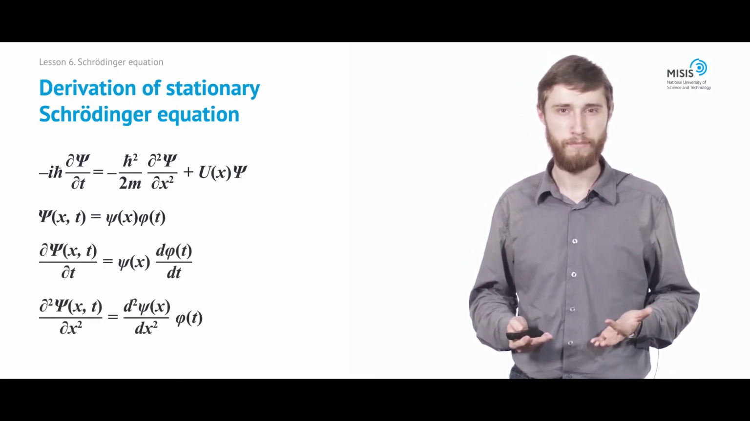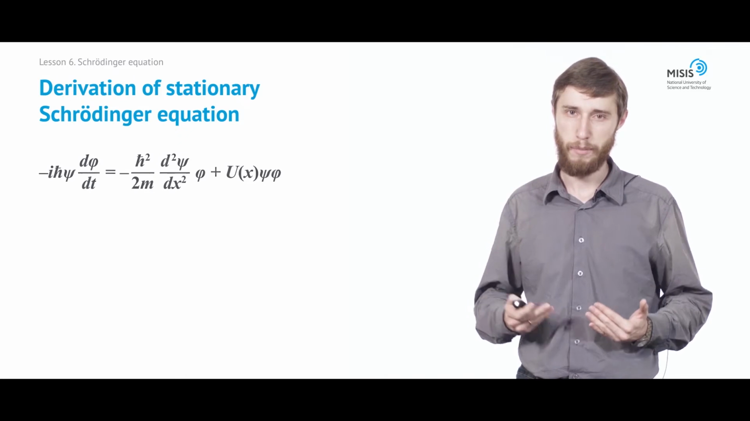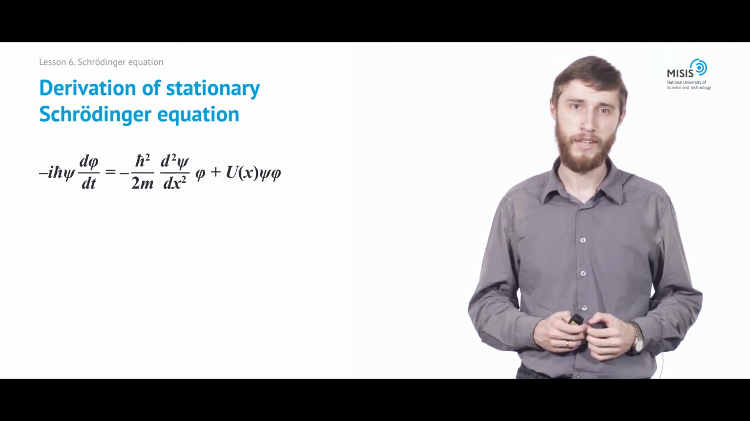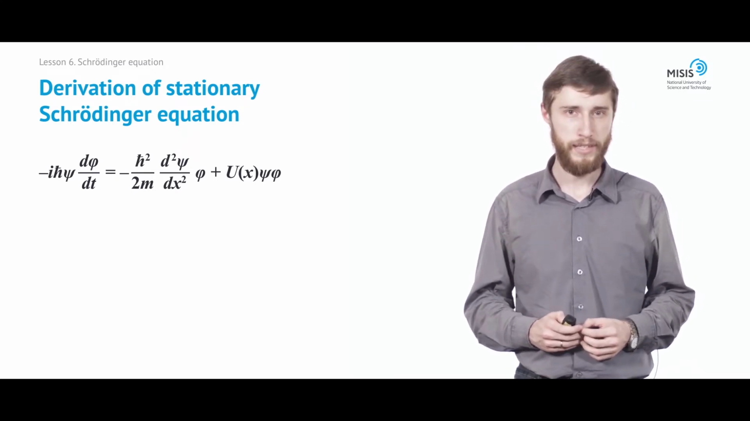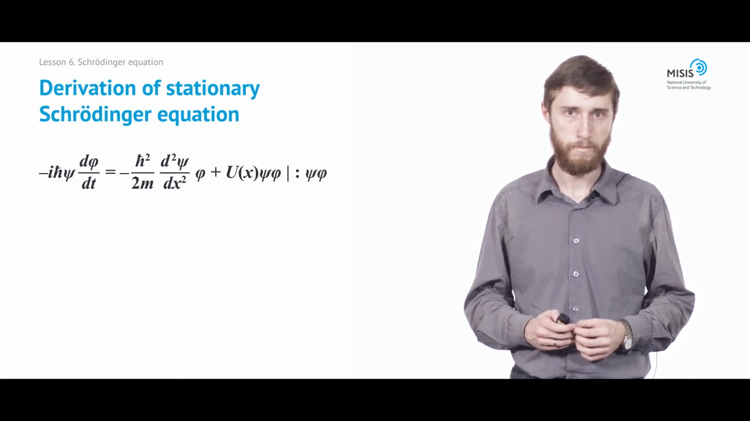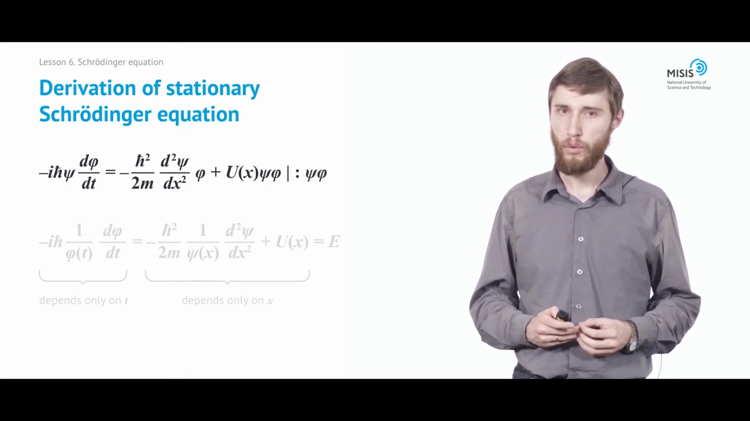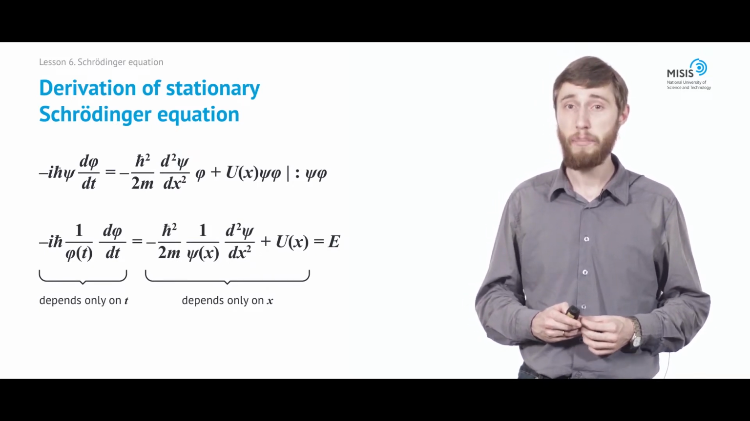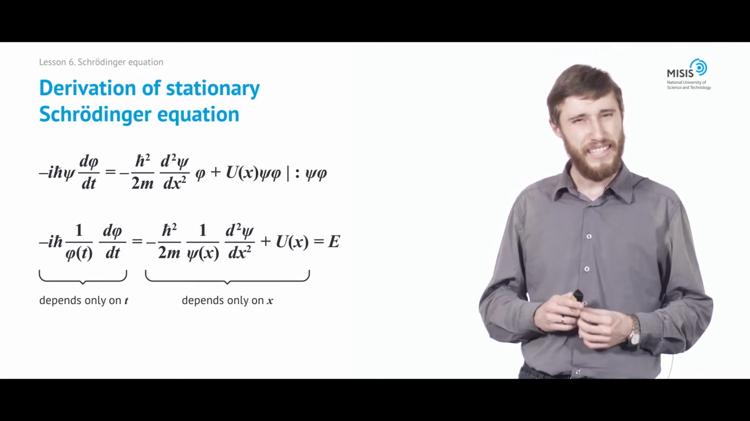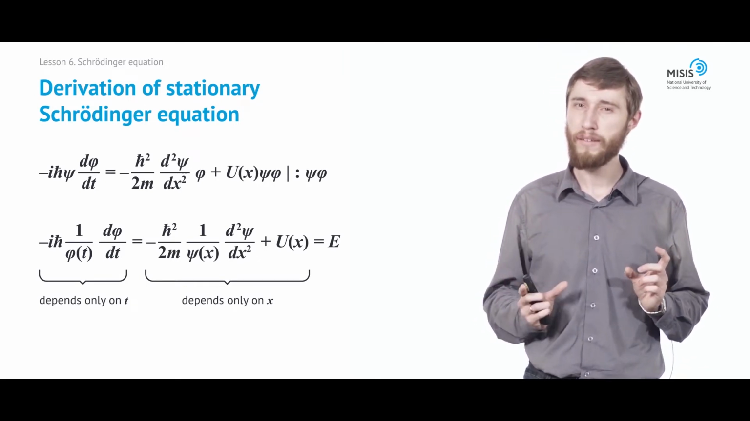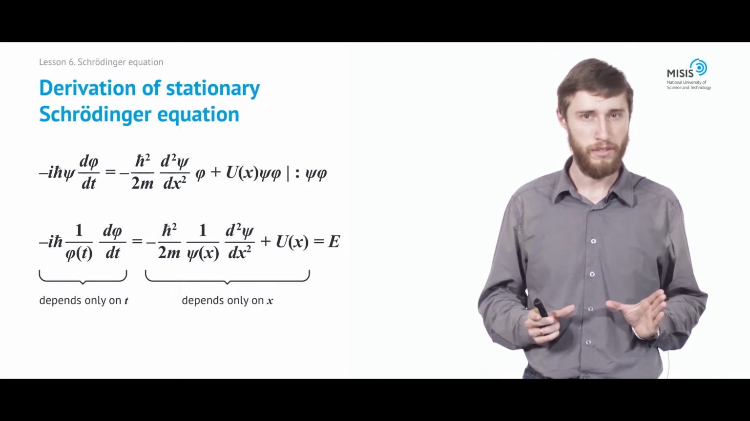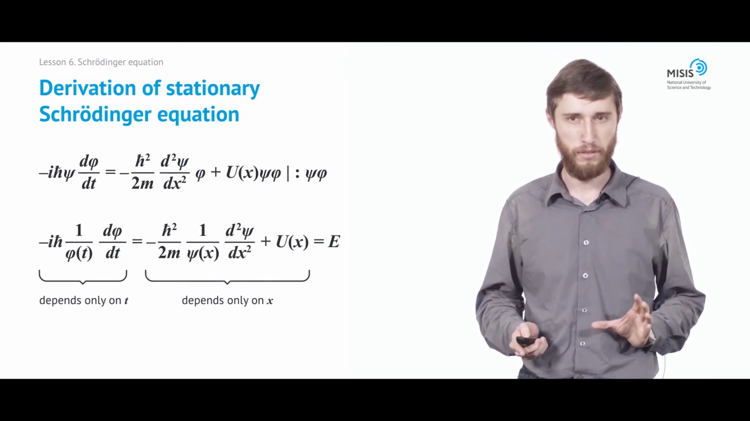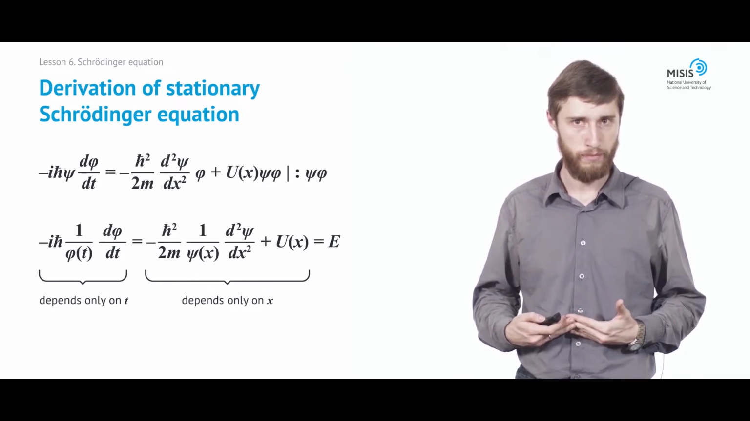Compute the derivatives and substitute them into the time-dependent Schrödinger equation. Divide the left-hand side and the right-hand side by psi phi. Note that now the left-hand side depends only on t and the right-hand side depends only on x. And this can happen if and only if the left-hand side is constant and does not depend on t, and the right-hand side is the same constant, so it doesn't depend on x.